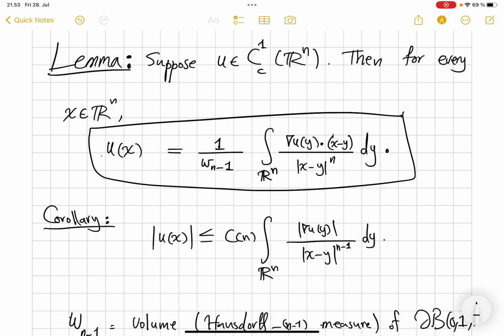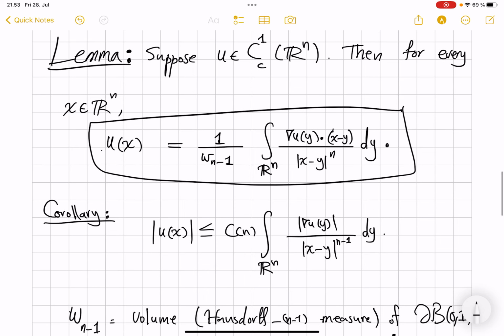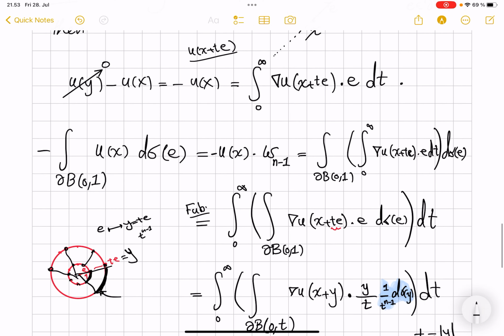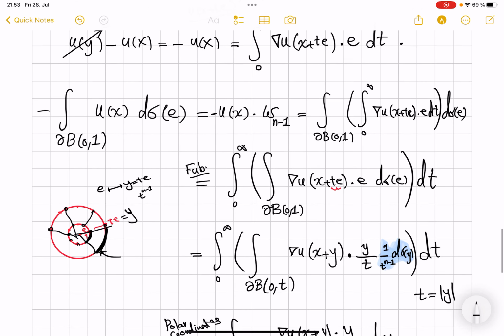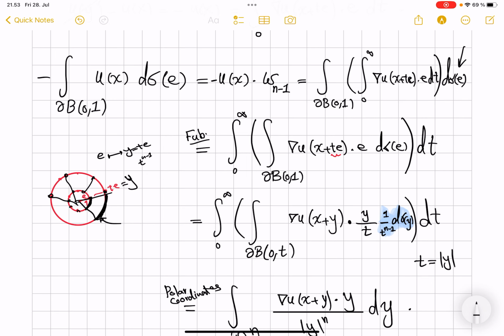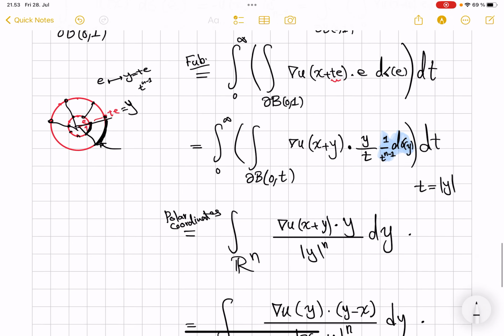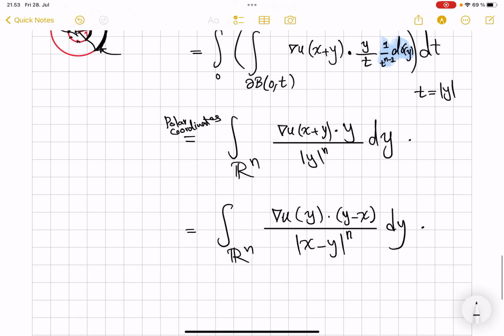So the real tool we needed was the right application of Fubini's theorem. This first line is really just the one-dimensional fundamental theorem of calculus. And then, because it's true for every e, we can integrate over the unit ball. Fubini allows us to switch order. And then here we need to know how to do polar coordinates to get to an integration over all of Rn. And we end up with this.